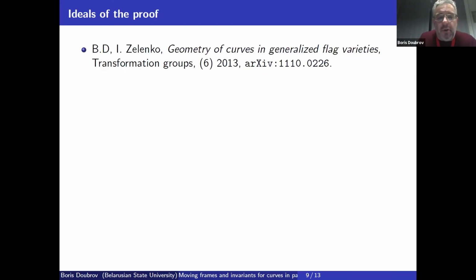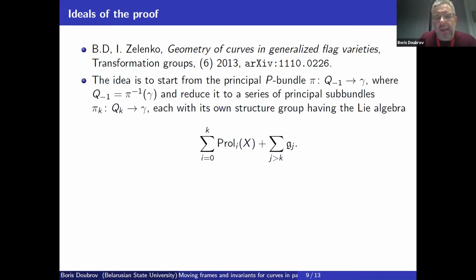Well, a brief overview of the proof. I'm not going into deep detail, but I'll give you an idea. It was developed quite some time ago by me and Igor Zelenko in the case of curves. At that time it didn't work at all for higher dimension. And the idea is, as I say, starting with Q-1, which is a P bundle, to reduce it to a series of principal bundles, QK or gamma. Each of them is a principal bundle with a reduced structure group, so it's smaller and smaller.